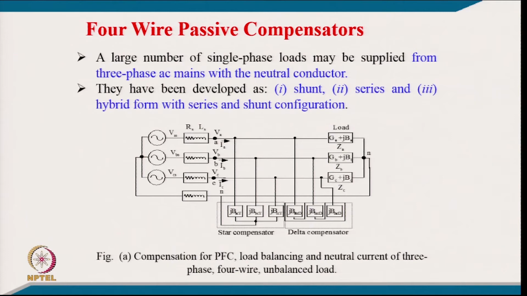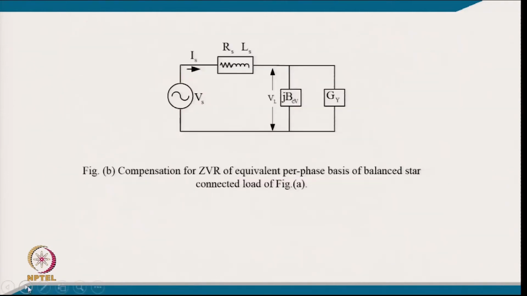Now a large number of single phase loads may be supplied from 3 phase AC with the neutral conductor, where the neutral current conductor is connected here, and shunt, series and hybrid series and shunt compensators have been developed for this. For this purpose, we need a compensator with 6 branches. Why do we require 6 branches? First, we can make one compensator here for power factor correction individually. Once you correct the power factor individually and compensate the neutral current also, the neutral current becomes 0, so it is like a star equivalent, which you can convert into a delta equivalent, and you have a delta compensator to balance this network. So here you have 6 elements, but you will find a very interesting observation, which I will discuss probably in the next slide. This can be converted to a star equivalent per phase again, and then for voltage regulation you can put a compensator similar to what we discussed in single phase.